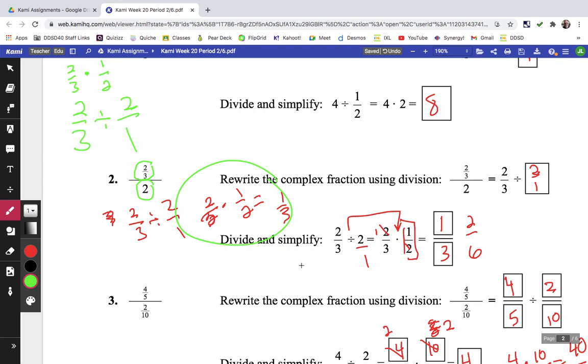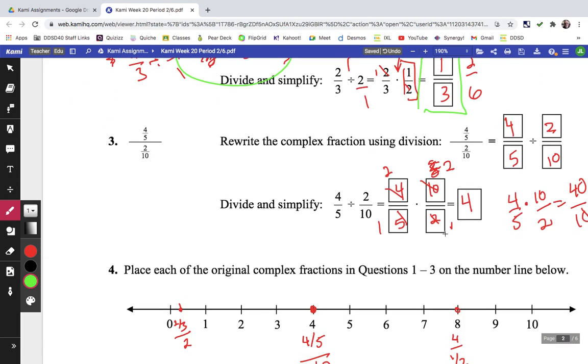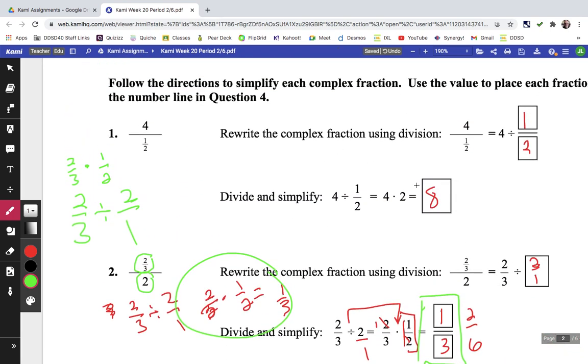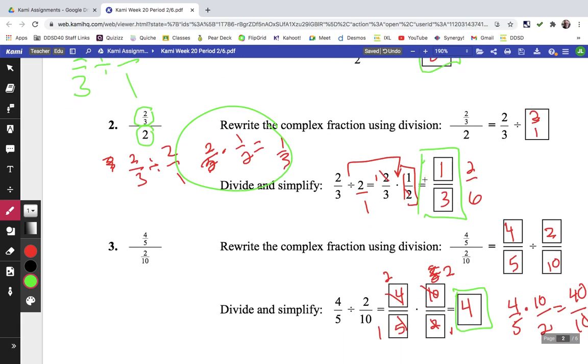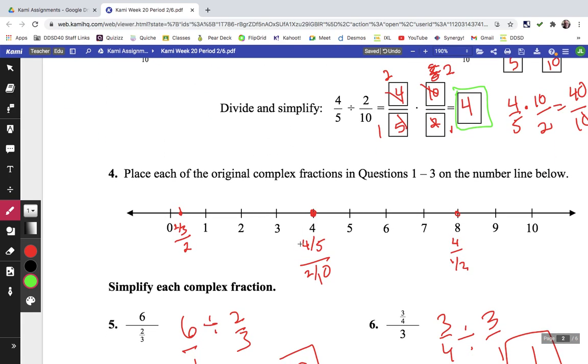And so the answer, sorry about my dog, is equal to 1/3 for problem number 2. Problem number 4, the answer is 4. Problem number 1, the answer was 8. And then this is where those would go on the number line. So 1/3 is right here, 4 is right here, 8 is right here, and those are equal to these fractions. So these are just different ways of expressing that same value.